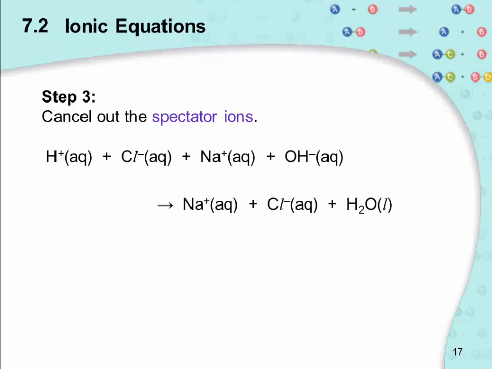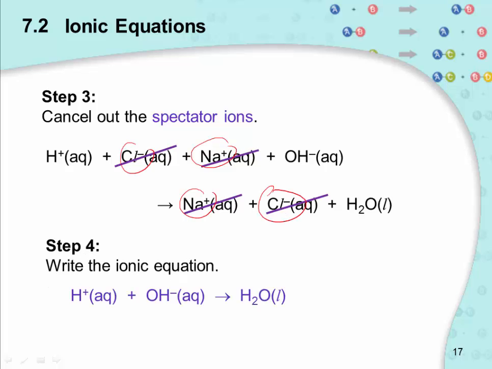Then, by comparing the equation before and after reaction, you cancel out the spectator ions. So you see, you cancel out the sodium, you cancel out the chloride. What you're left with is the ionic equation. Remember to write down the ionic equation including state symbols. It's very important.